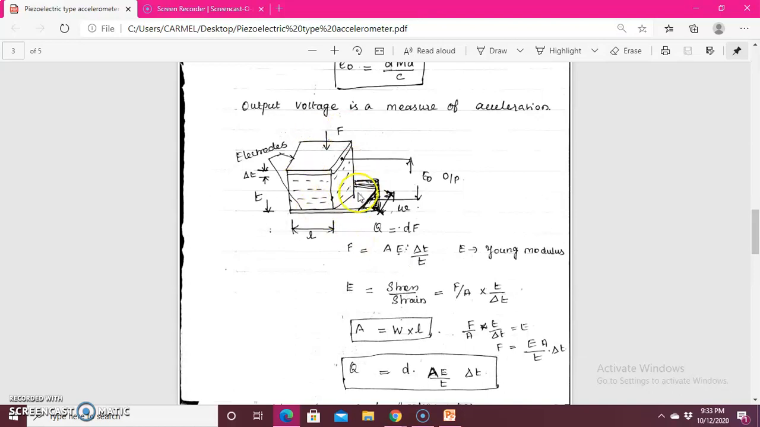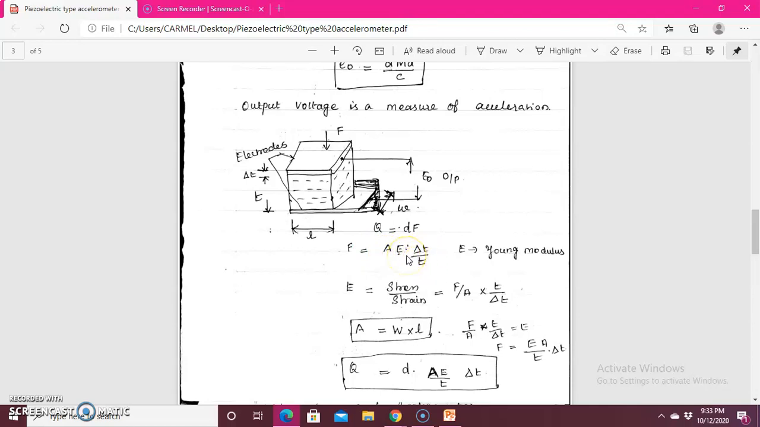So when you come to this crystal, I want to measure the vibration. How? We already have the equation Q is equal to dF. But I want to replace this force in relation to Young's modulus. So what is F? F is equal to area into Young's modulus into del T by T.